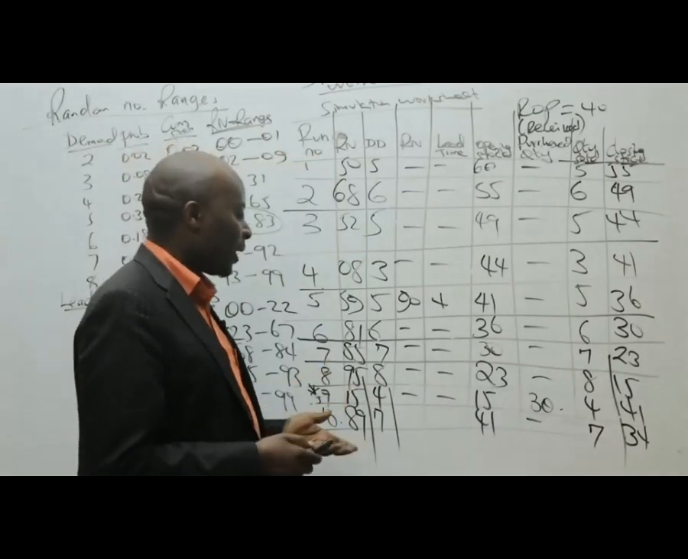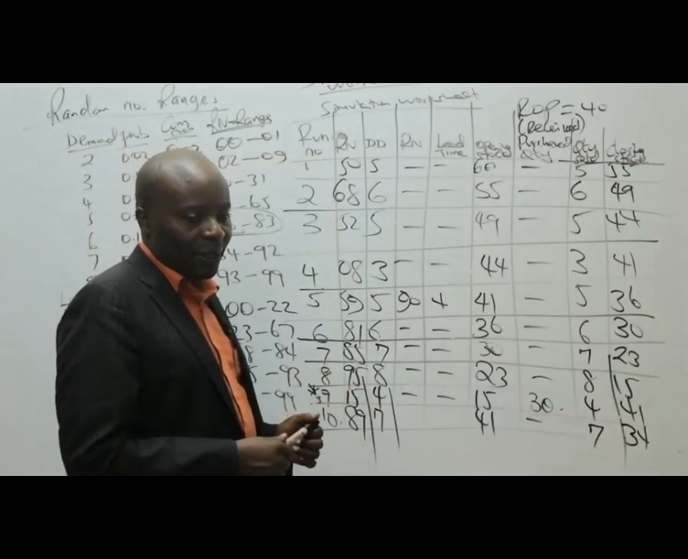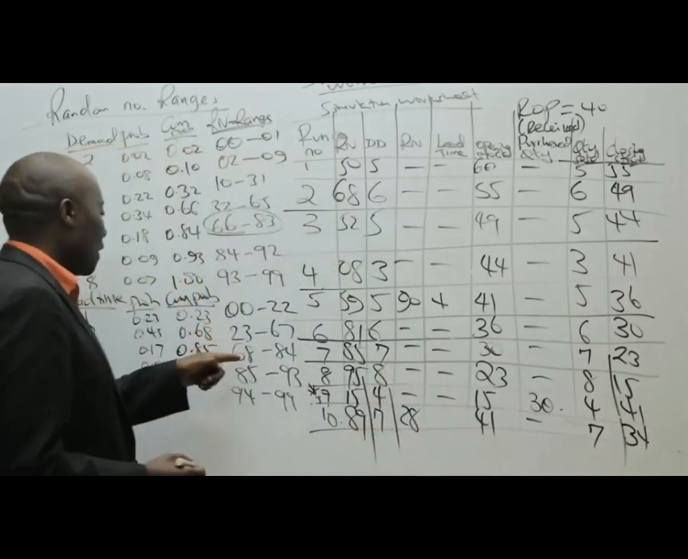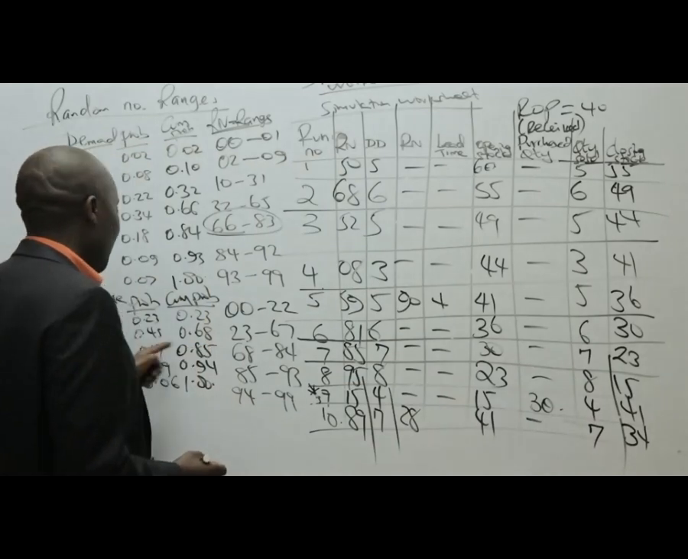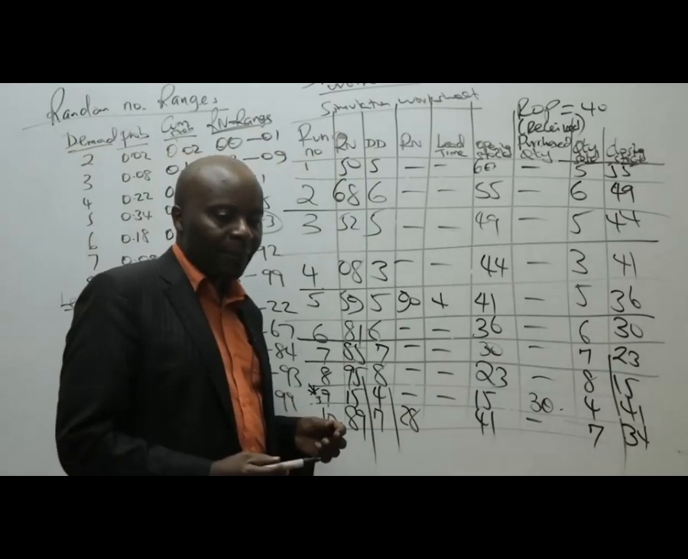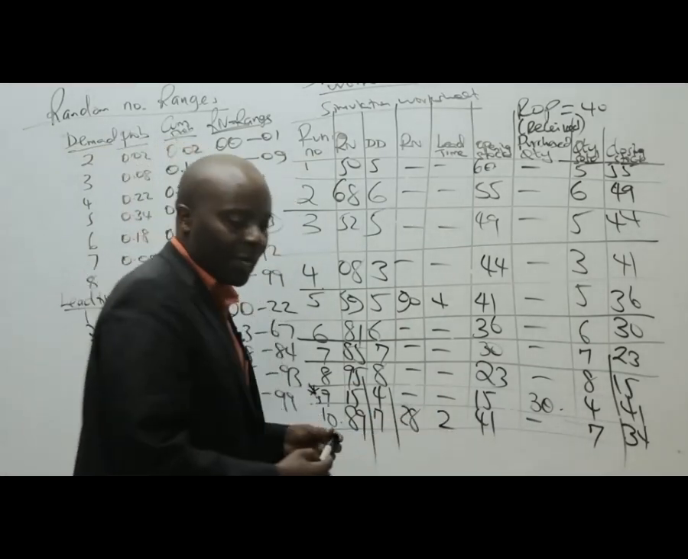So please give me the next random number, 28. So 28 is now for lead time. Lead time 28. What do we have there as our lead time? 2. How many runs do they want us to conduct here?